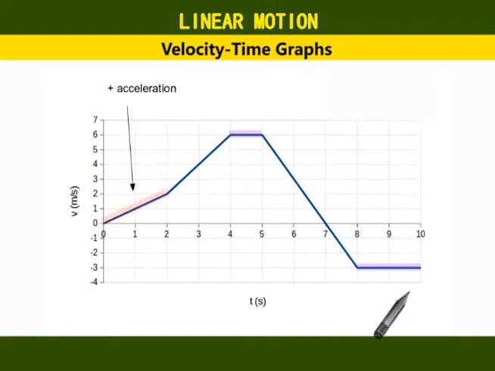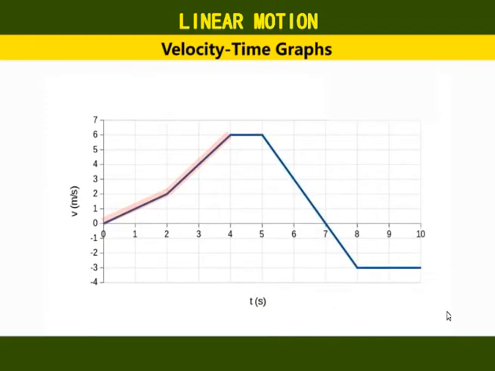This part with a positive gradient means positive acceleration. Velocity is changing with time. This section is also positive acceleration, but the acceleration here is larger because the gradient is greater here. This section with negative gradient is negative acceleration or deceleration.